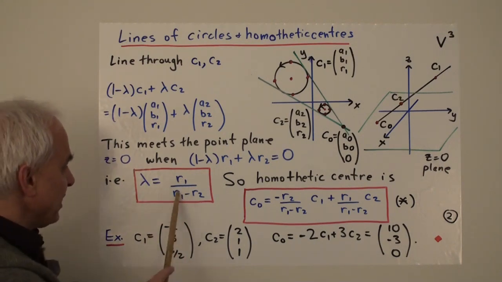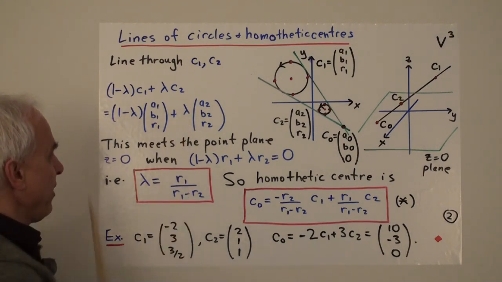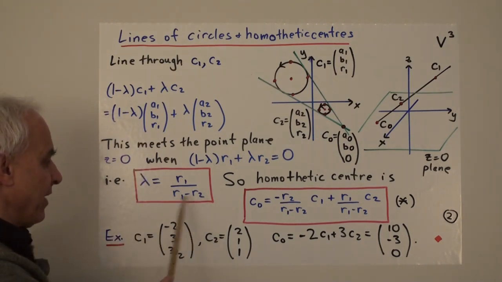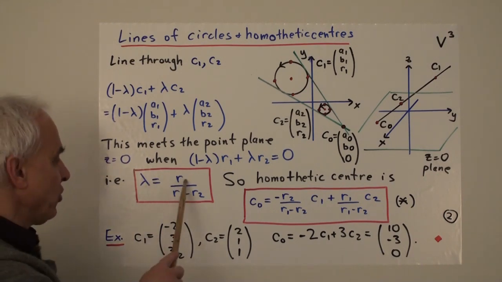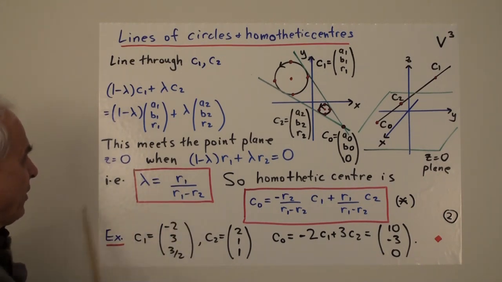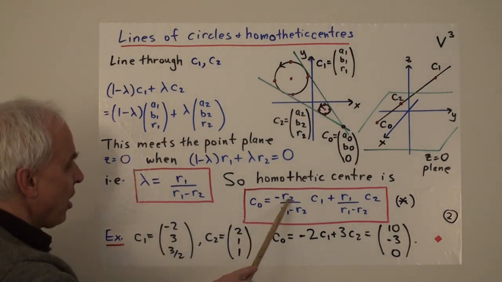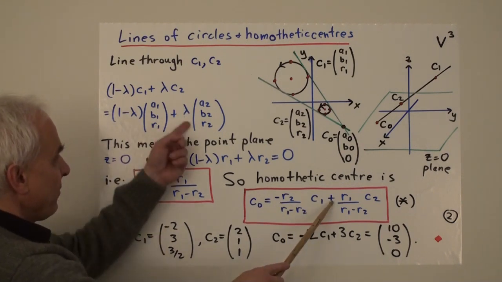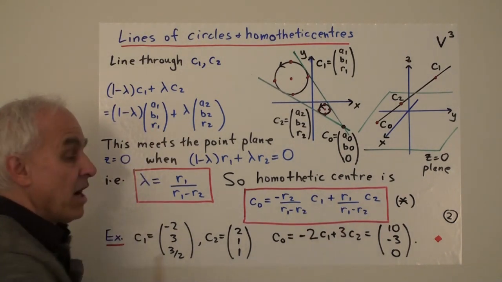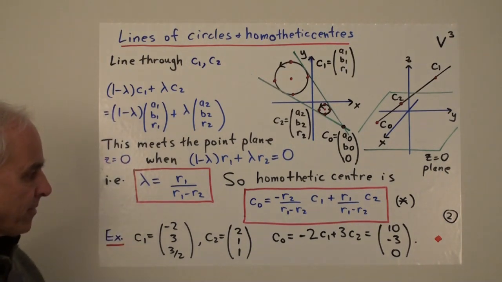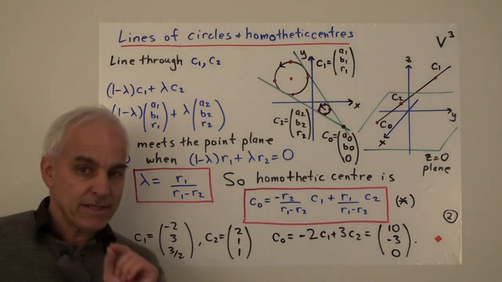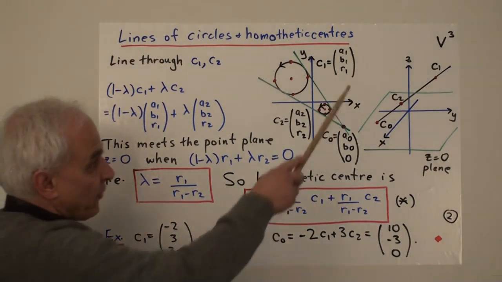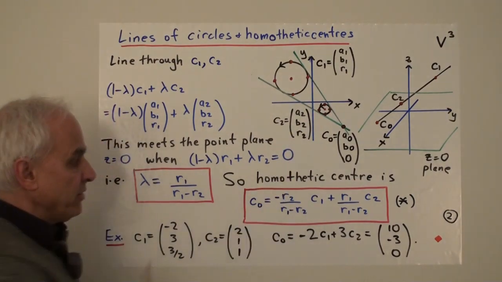All right, so if lambda equals this number here, then you have to put that there. And then 1 minus lambda will be 1 minus this. If you get a common denominator, that's minus r2 over r1 minus r2. So the vector that we get is minus r2 over r1 minus r2 times C1 plus r1 over r1 minus r2 times C2. Right, so that's a formula for the homothetic center of two circles, of the circle A1, B1, R1 and A2, B2, R2.